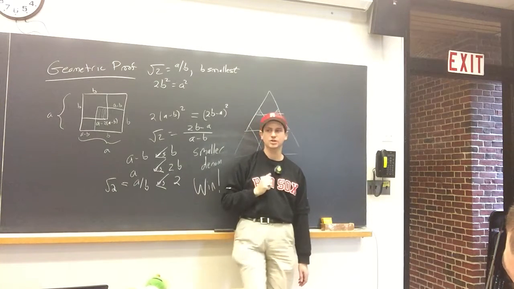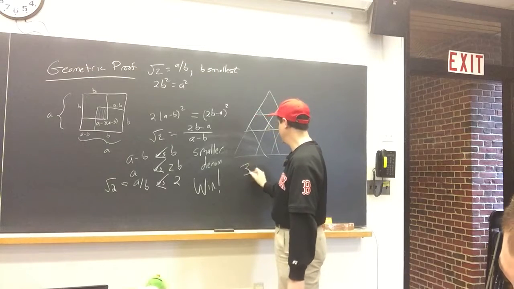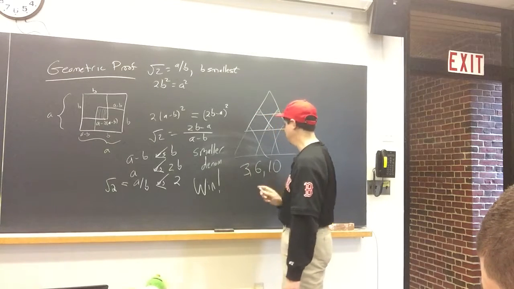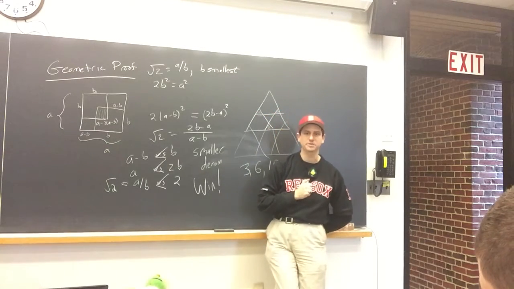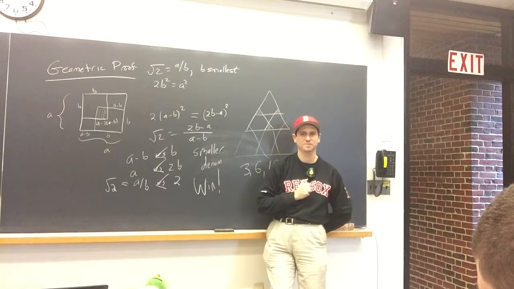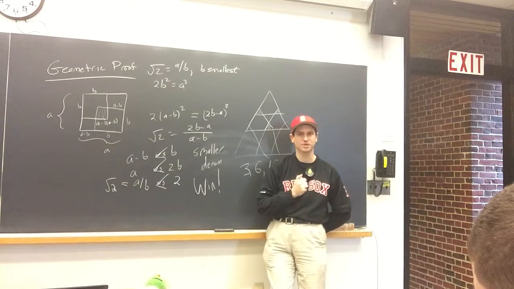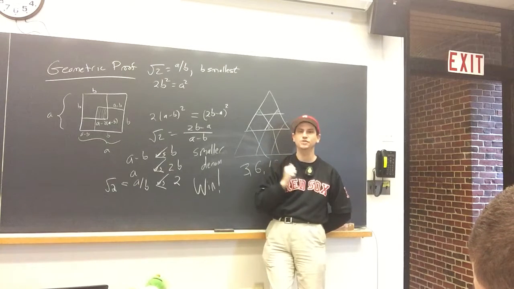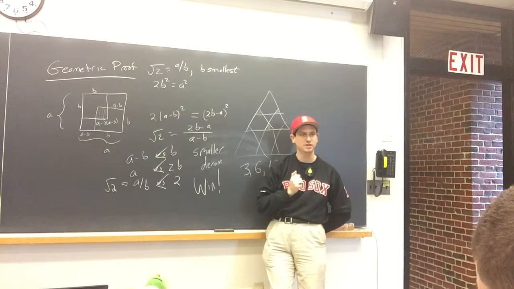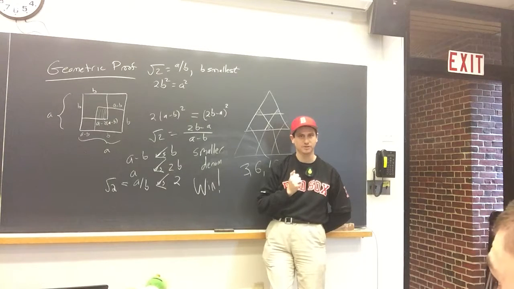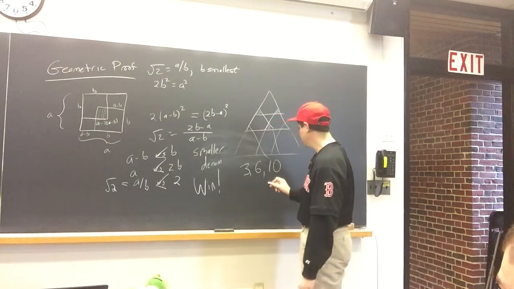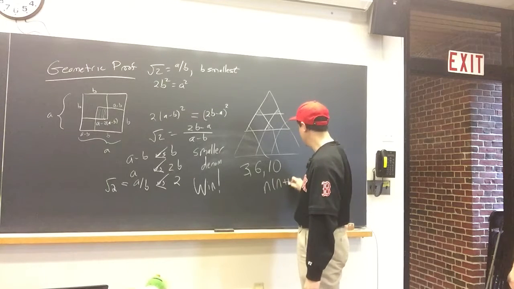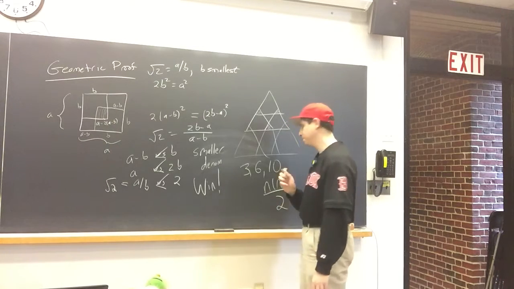So if you notice, we're getting numbers such as 3, 6, 10. Does anybody recognize these numbers? They're triangle numbers. So maybe if I keep using these triangles, I can show the square root of any triangle number is irrational. Now the nth triangle number is going to be n times (n plus 1) over 2.